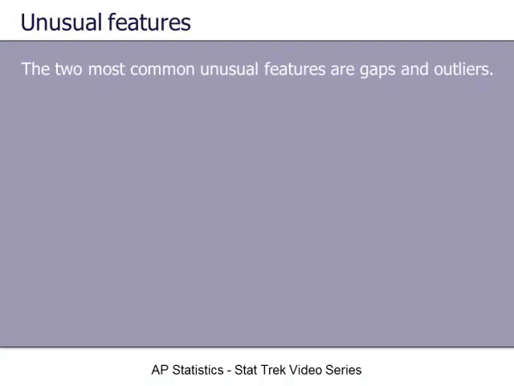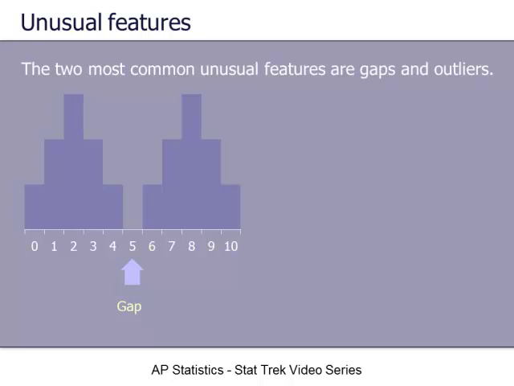Some distributions have unusual features, such as gaps and outliers. Gaps refer to areas of a data set where there are no observations. This figure shows a gap in the middle of the distribution. Outliers are extreme values that differ greatly from other observations. The figure on the right illustrates a data set with an outlier at 10. Except for one lonely observation on the extreme right, all of the other observations in the data set fall between 0 and 4.